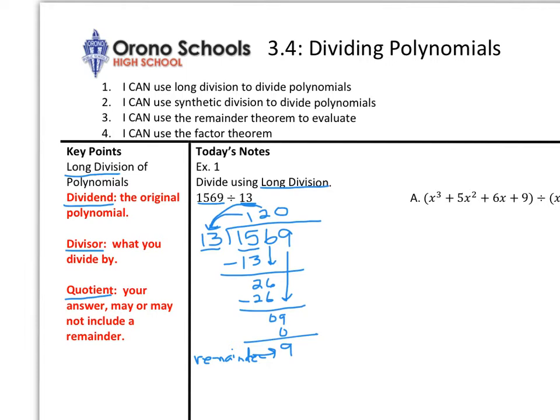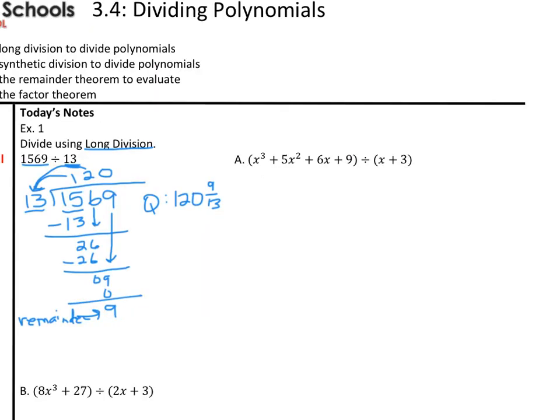9 is the remainder. So we would write out our quotient as 120 with a remainder of 9 over 13. So if you took 120 times 13 and added 9, you would get 1,569. Let's see if we can apply this with polynomials.